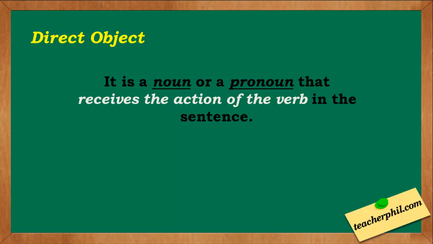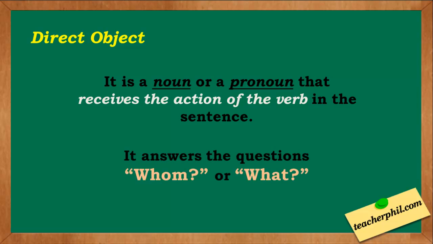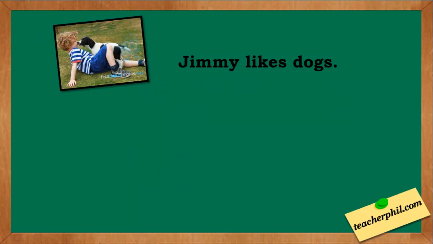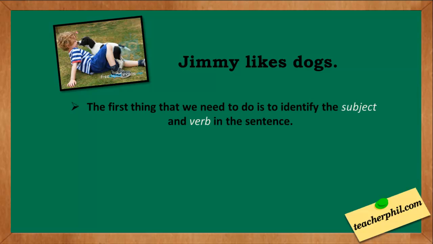A direct object is a noun or a pronoun that receives the action of the verb in the sentence. It answers the questions whom or what. Examples: Jimmy likes dogs. So the first thing that we need to do is to identify the subject and verb in the sentence. So our subject here is Jimmy. It is the doer of the action. And our verb is likes.